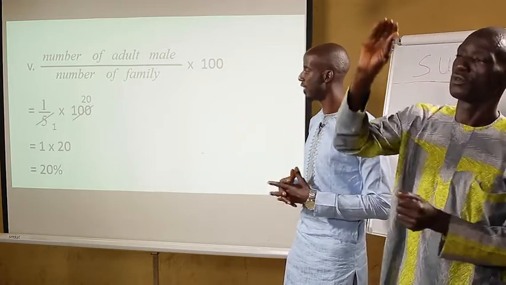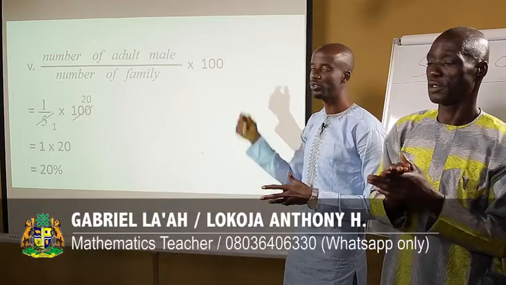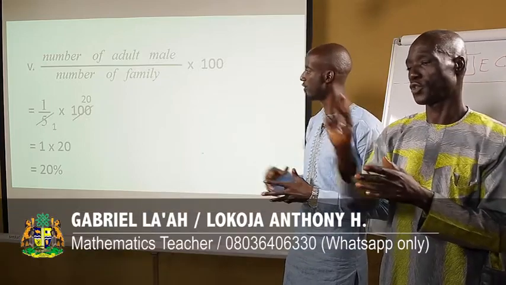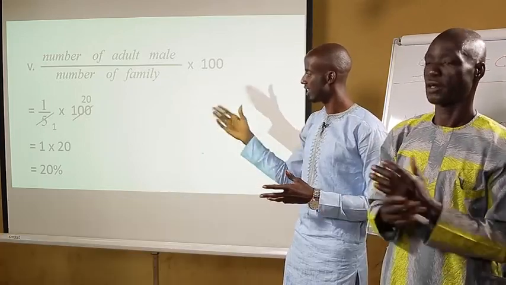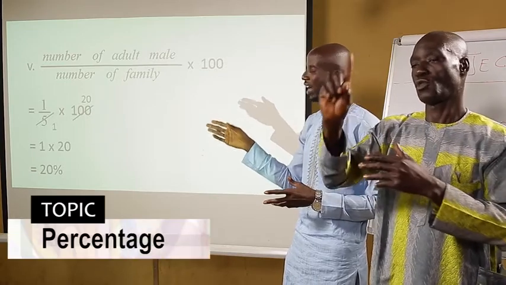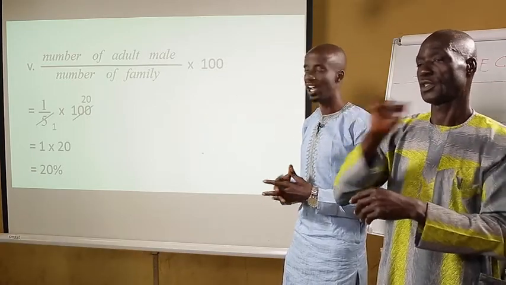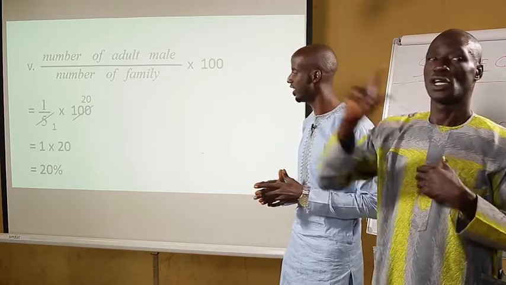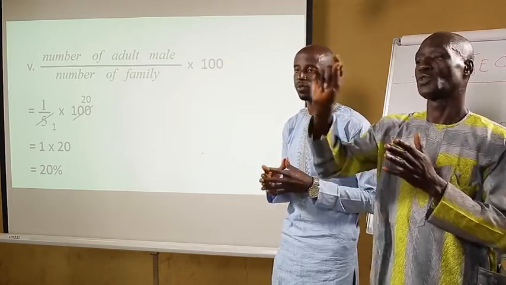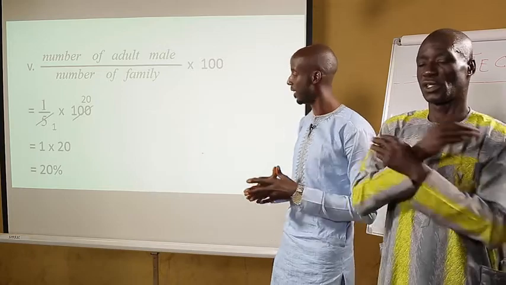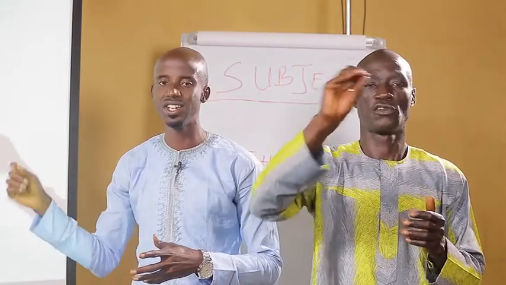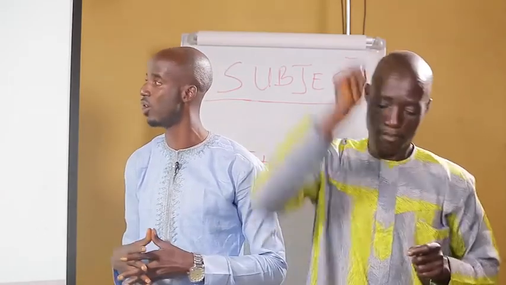So 5 divided by 5, 1, and 100 divided by 5, we have 20. That takes us to the next step. We have 1 multiplied by 20. And when you multiply 1 by 20, we have 20%. So my dear learners, please don't forget to always write the symbol of percent at the end of your solving. That is, the final answer should carry the symbol of percentage.